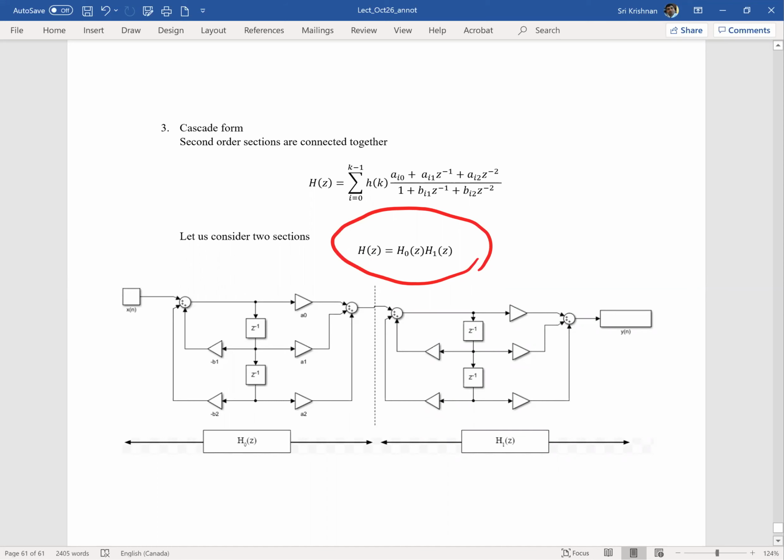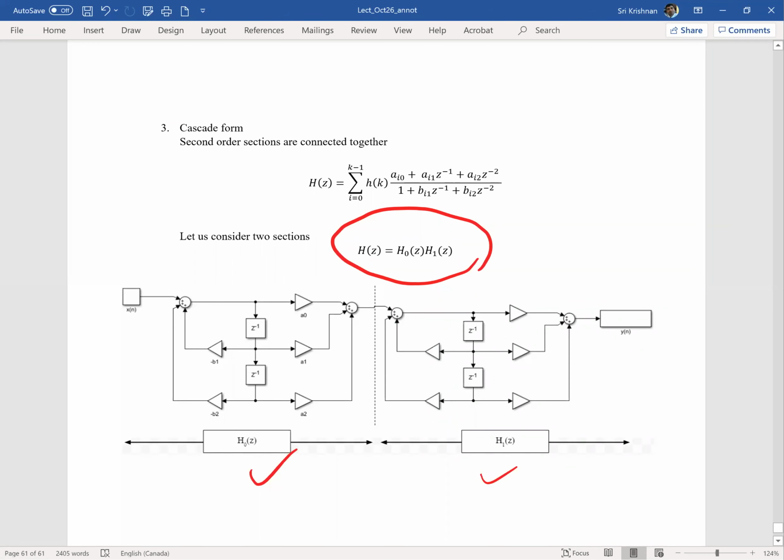So here, for example, H0(z) would be your block 1, H1(z) would be block 2, and you can keep cascading and basically mimic a higher order filter through this cascading operation. This has a lot of advantages. The very first advantage is that if at all I have to change any of the filter coefficients, then I just need to change one of the sub blocks. I don't have to totally reconfigure the entire filter design.